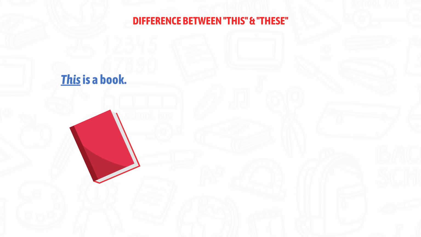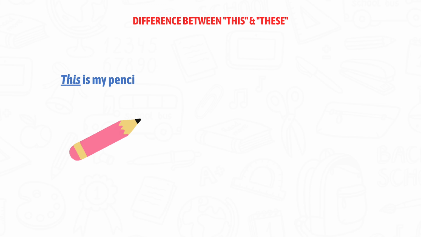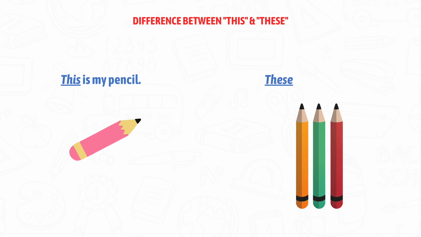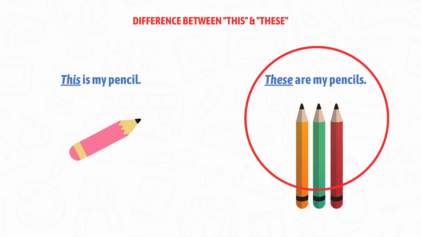Let's look at some examples. This is a book. These are books. This is my pencil. These are my pencils. Repeat after me. This is my pencil. These are my pencils.